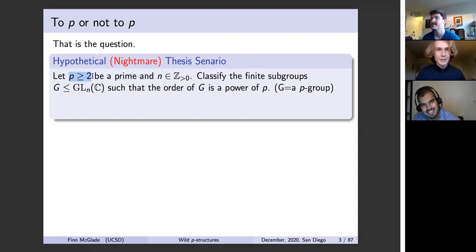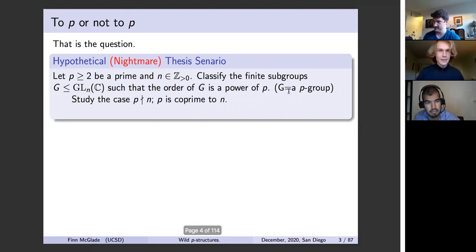They say, okay, take P greater than 2 to be a prime and n a positive integer. The question is, can you classify the finite subgroups G of GL_n(C) such that the order of G is a power of P? They say, okay, my method, you should study 2 cases. There you go, the Zoom call ends, and you're left with this problem.